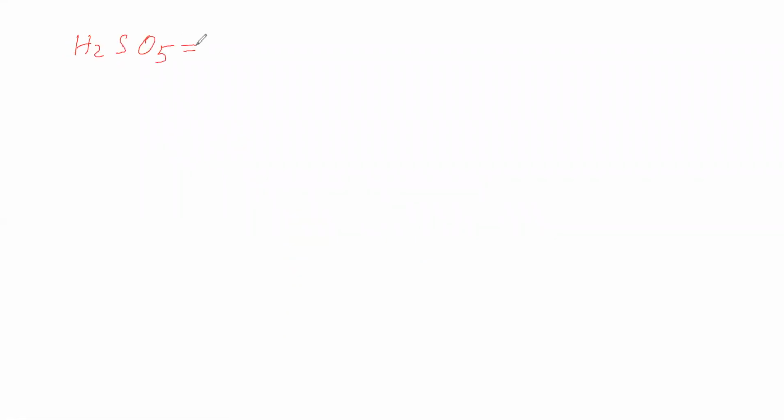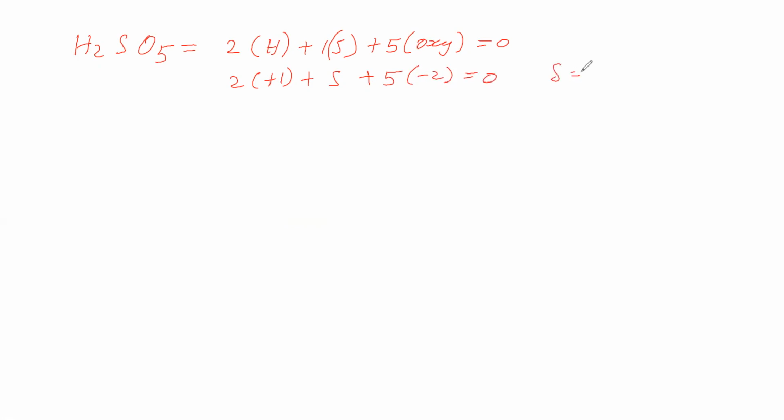In H2SO5 we have 2 hydrogens, 1 sulfur and 5 oxygens, and the net charge is 0. Hydrogen oxidation number is +1, sulfur oxidation number we have to find, and oxygen is -2, equal to 0. Sulfur oxidation number comes as +8 as per this pen work. We have got +8.